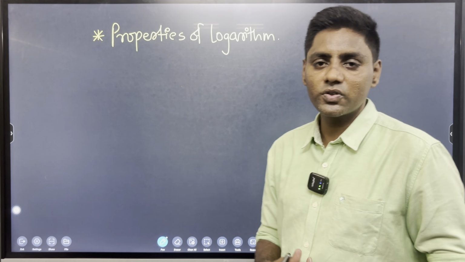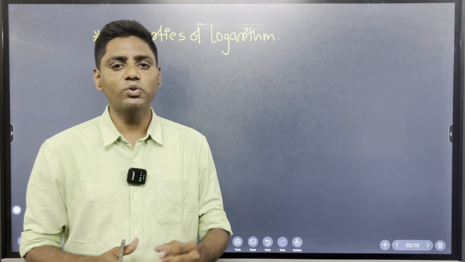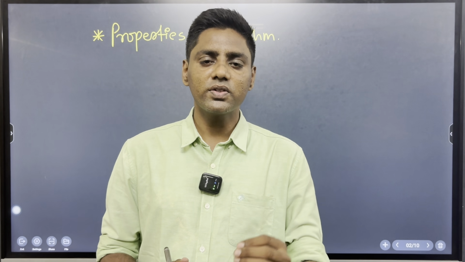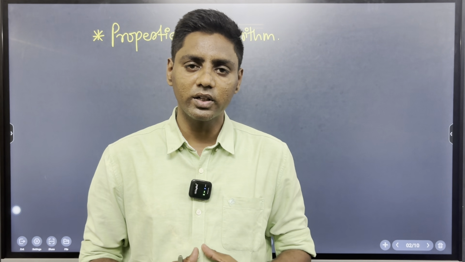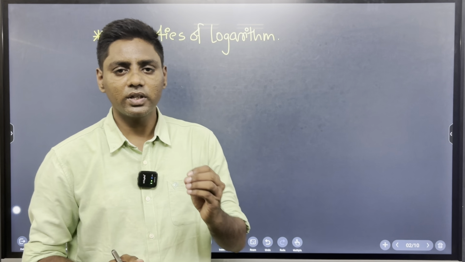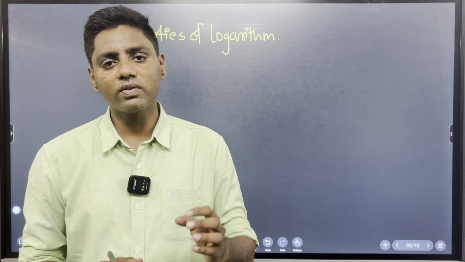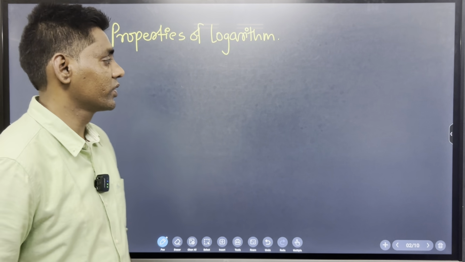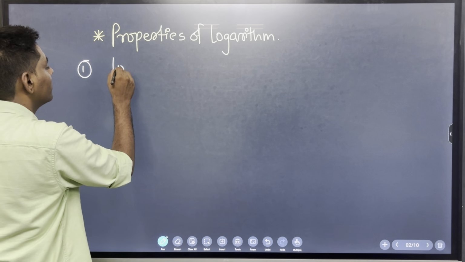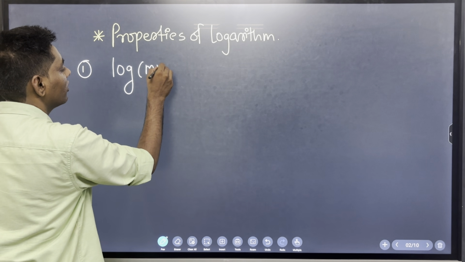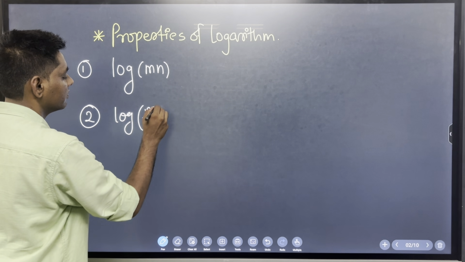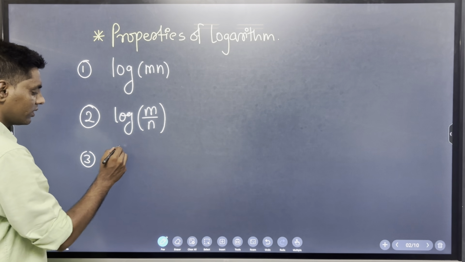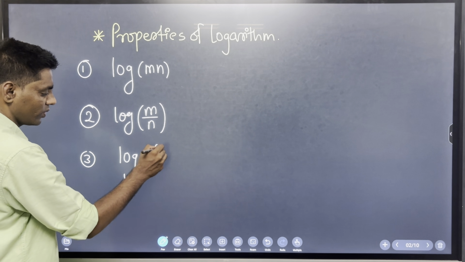Today, first we have to complete the properties of logarithm. Just remember the three most important properties, and according to those properties, you can solve each question that is based on the logarithm. First is the property of multiplication, second is division, and last is the power function. Let's write them one by one. The first property is for multiplication, the second is division, and the third is the log of m raised to n.